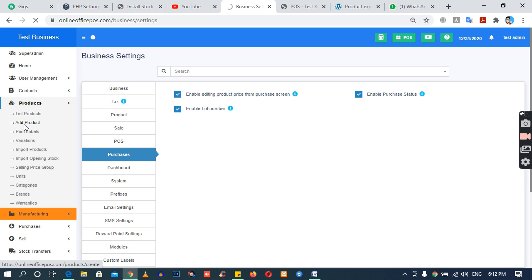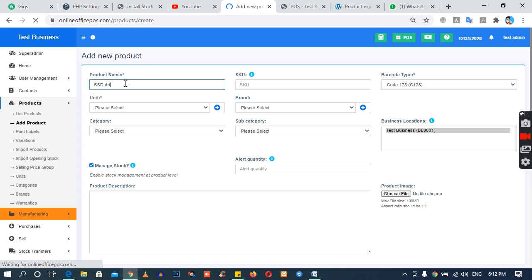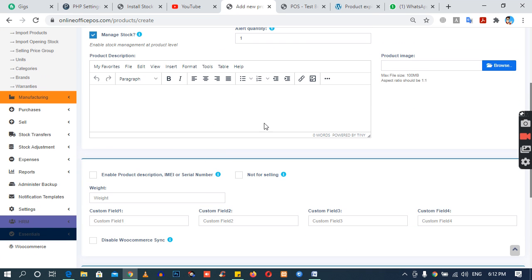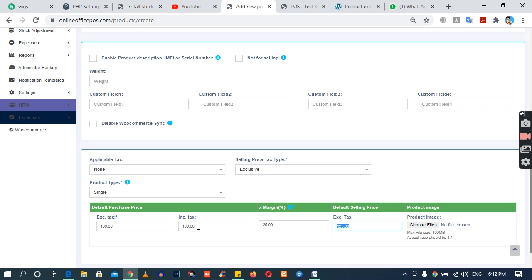Let me add a product. For example, SSD drive, unit piece. We can also select its brand and categories. I want to manage the stock. The SSD purchase price is 100 and the sale price is 150.